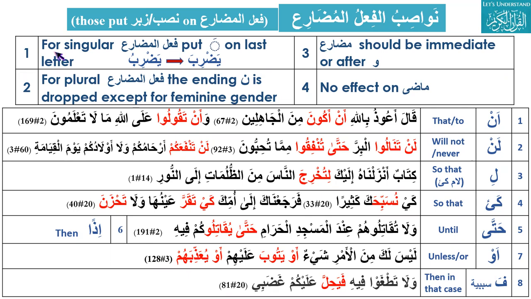How? For singular fi'l mudari, put the zabar on the last letter, like yadribu becomes yadriba. And for plural fi'l mudari, the ending noon is dropped except for feminine gender. Yeah, af'al khamsa are plural. And yesterday there was one correction: from now on, we have to be very careful in naming the terminology. This is nawasibul fi'lil mudari. There is no pesh here. Oh, okay. Nawasibul fi'lil mudari. Fi'lil mudari, this is mudaf.